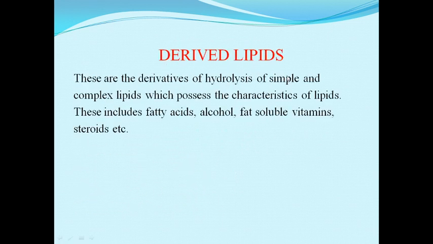Next, moving on to the derived lipids. These are the derivatives of hydrolysis of simple and complex lipids. When these simple and complex lipids are hydrolyzed, meaning broken down, we get derived lipids, which possess the characteristics of lipids. This includes fatty acid, alcohol, fat soluble vitamins and steroids, etc.